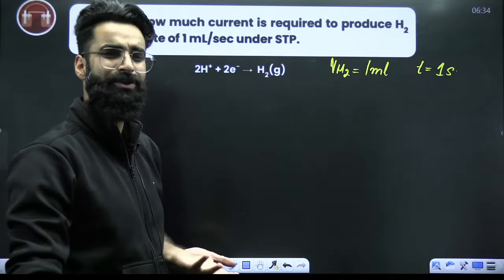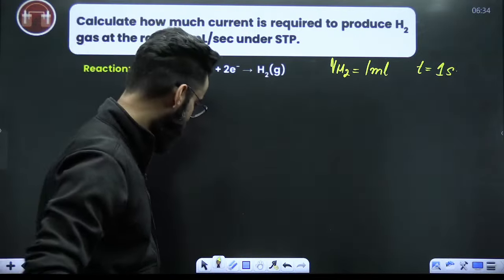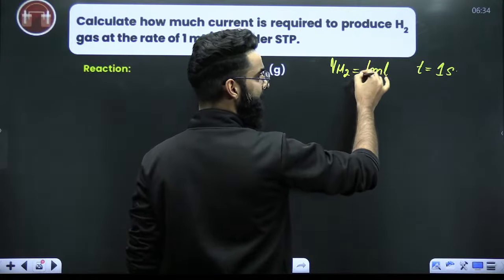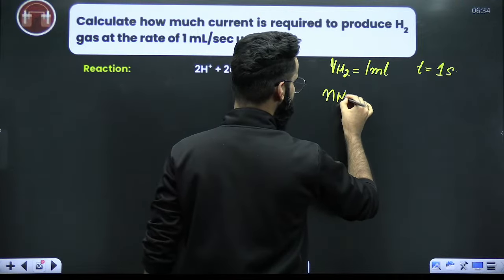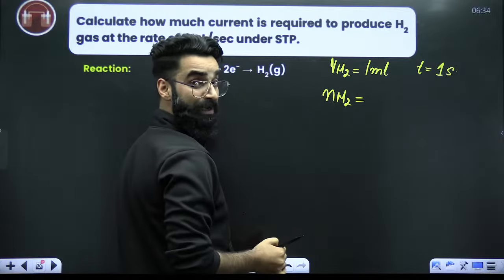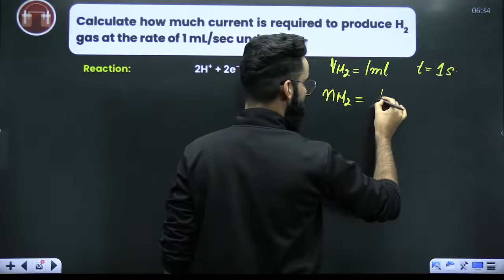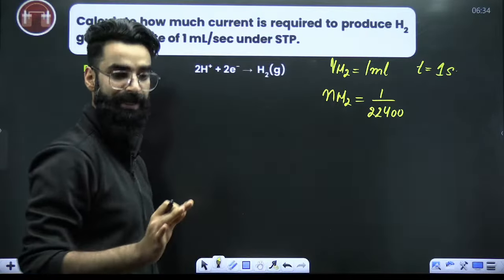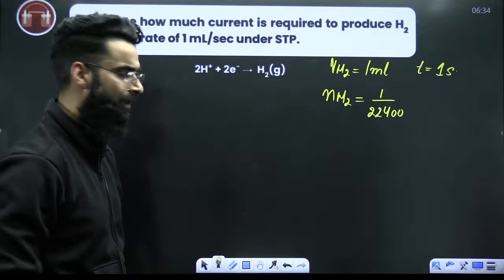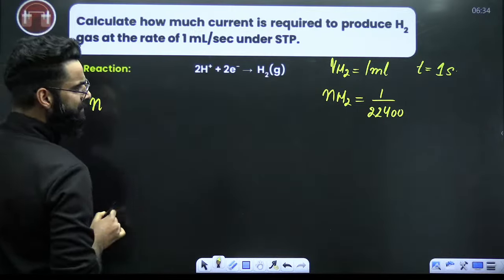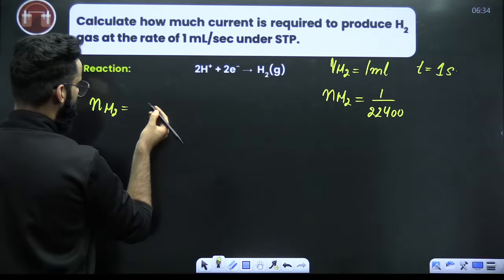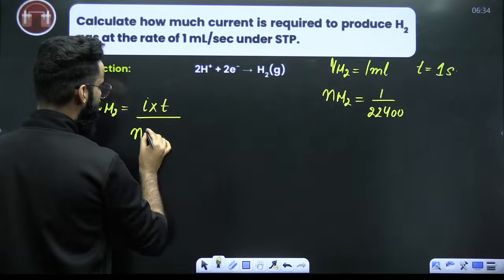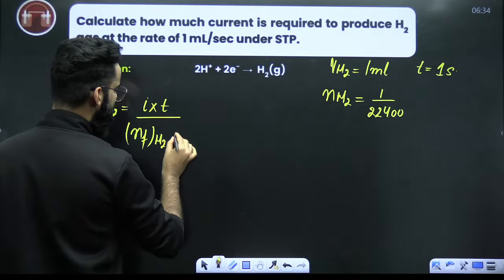The kind of approach which I've been using till now, I'll use the same approach. See guys, the condition is STP. How much volume has to get liberated? 1 ml. If I ask you how many moles of H2 are supposed to be liberated, it's going to be 1 divided by 22400. So these many moles of H2 should be liberated in 1 second. Now you already know, can't I write like this? Number of moles of H2 liberated has to be equal to I multiplied by t divided by n-factor of H2 multiplied by 96500.